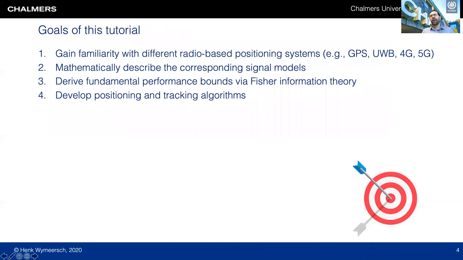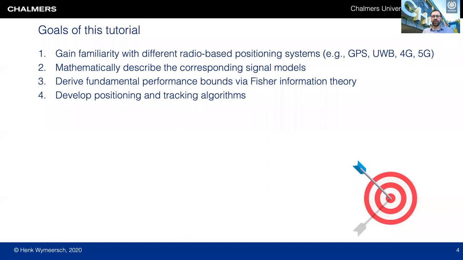My goal with this tutorial is that you will gain some familiarity with different radio localization technologies, that you will be able to mathematically describe the underlying signal models, derive fundamental performance bounds, and develop positioning and tracking algorithms. I could maybe have added a fifth bullet, that you will gain some experience in 5G localization.